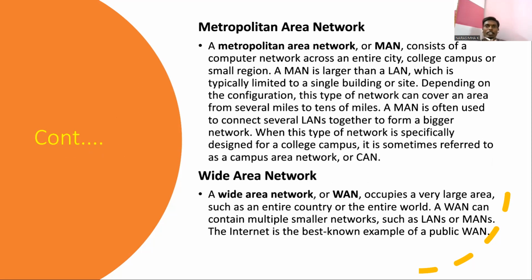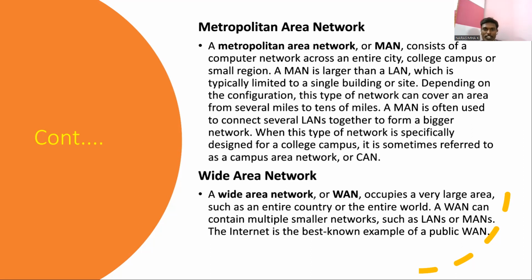Next, metropolitan area network. A metropolitan area network or MAN consists of a network across an entire city, college campus, or small region. A MAN is larger than a LAN, which is typically limited to a single building or site. Depending on the configuration, this type of network can cover an area from several miles to tens of miles. A MAN is often used to connect several LANs together to form a bigger network.